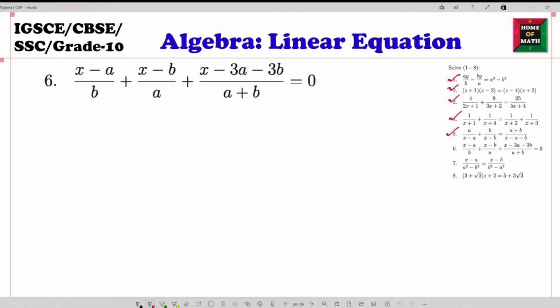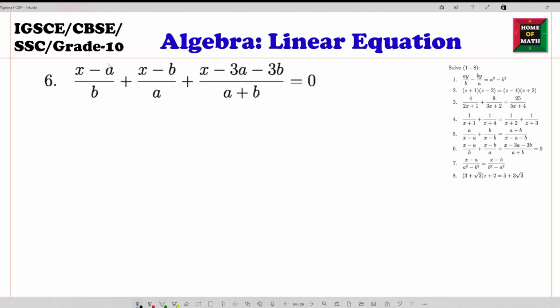Today's question: (x minus a) divided by b, plus (x minus b) divided by a, plus (x minus 3a minus 3b) divided by (a plus b), equals 0. We have to find the value of x. Here are 3 fractions, and we have to simplify this.